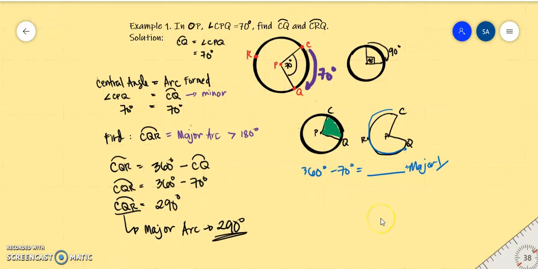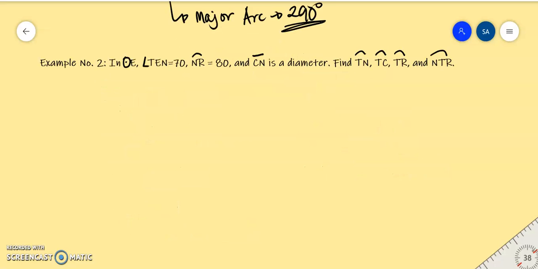Okay. Let's have another problem. So you have here example number 2, we have circle E. So let's draw the circle E. In circle E, let's name the center E.